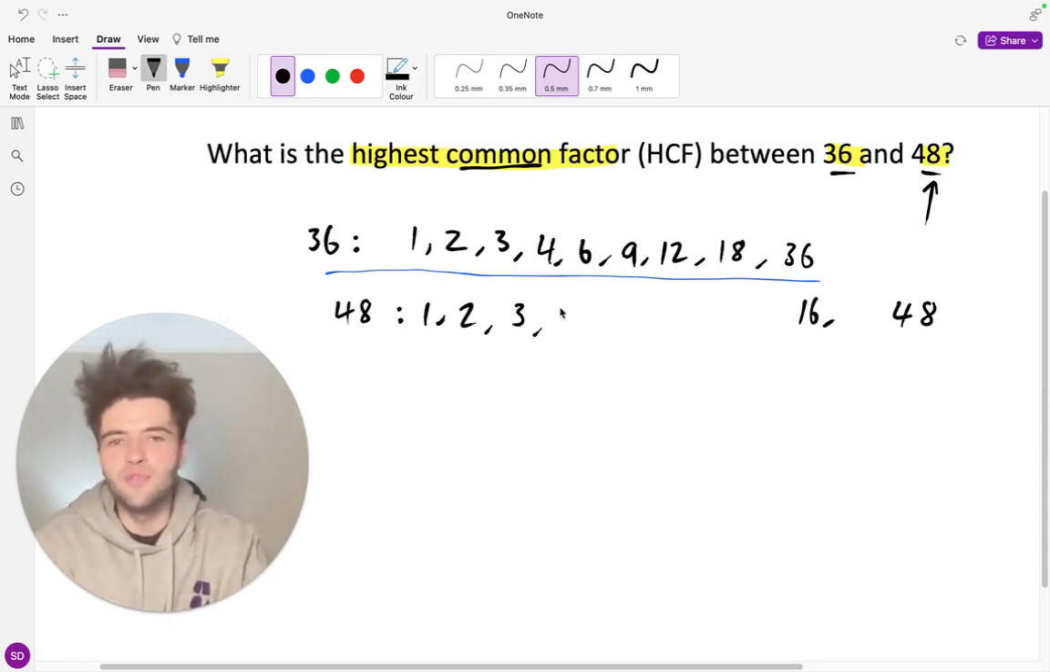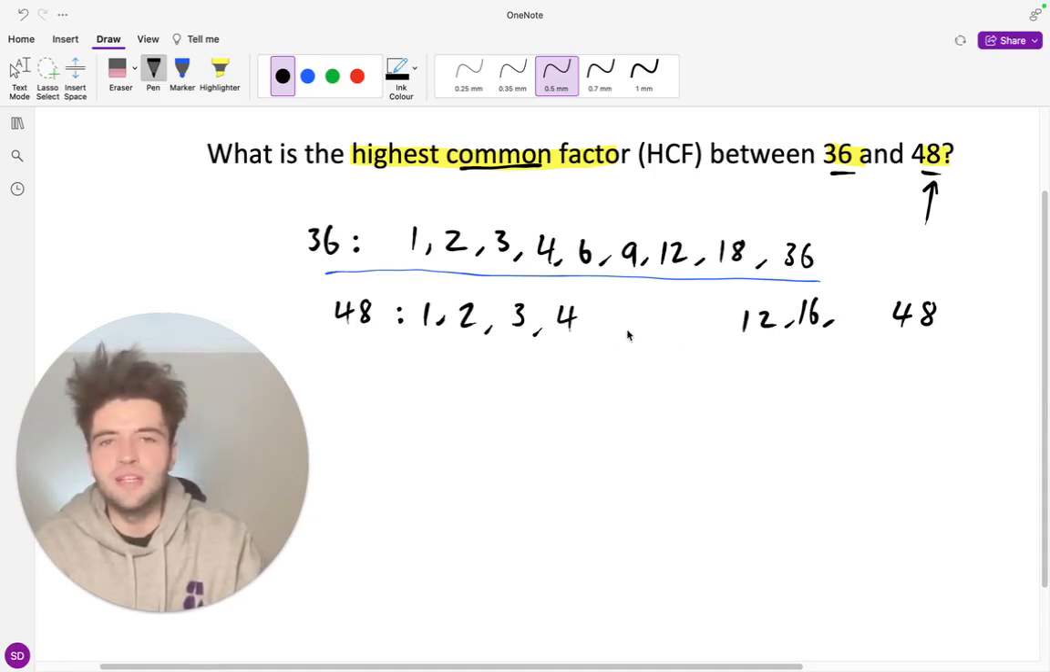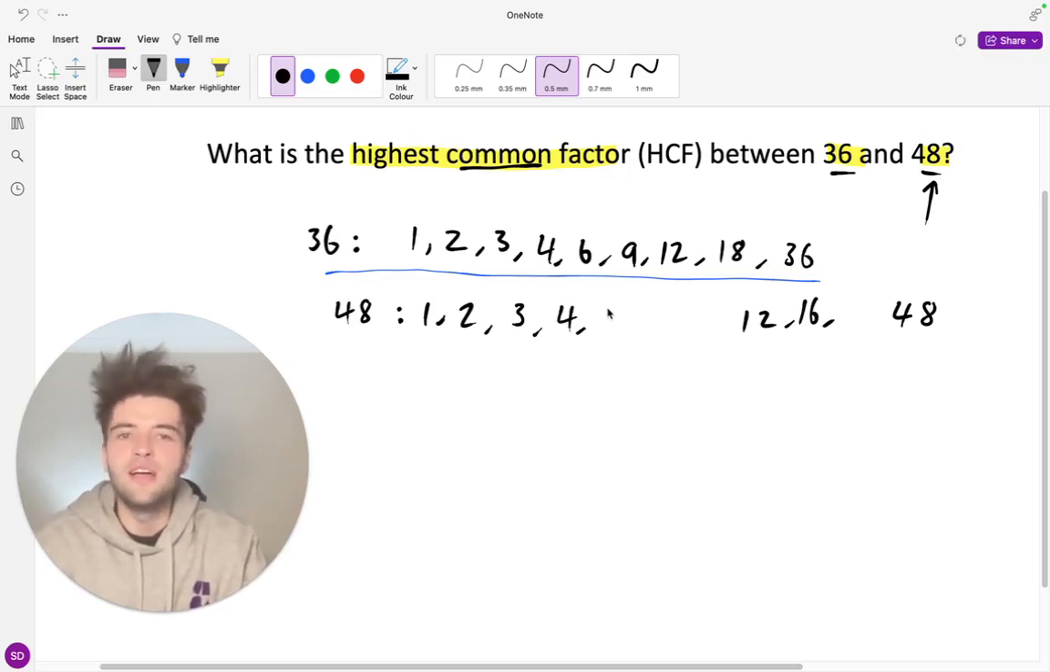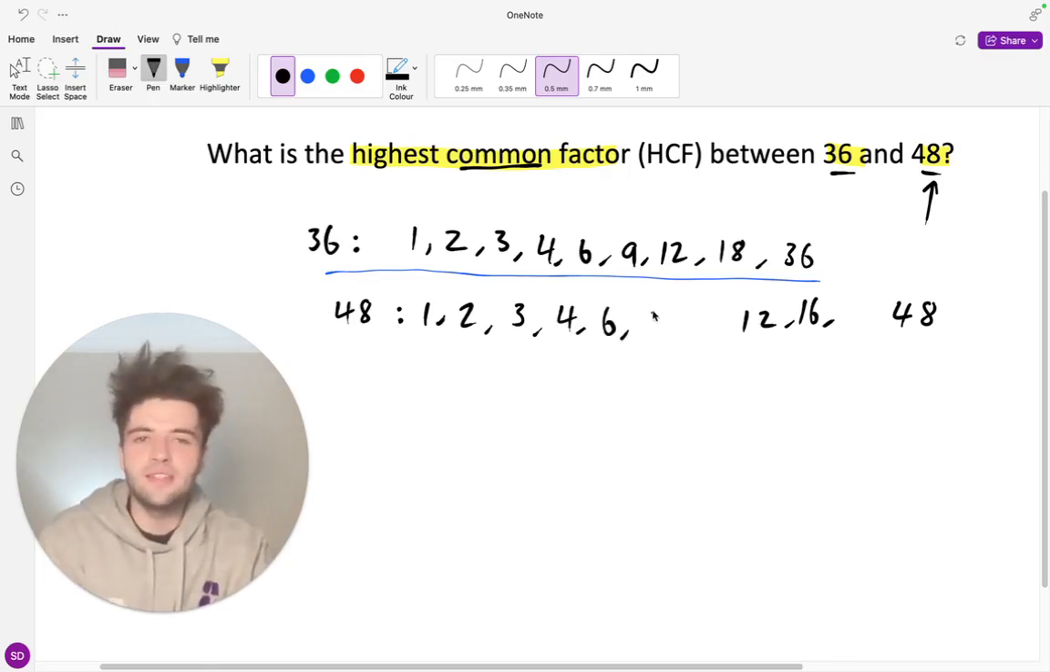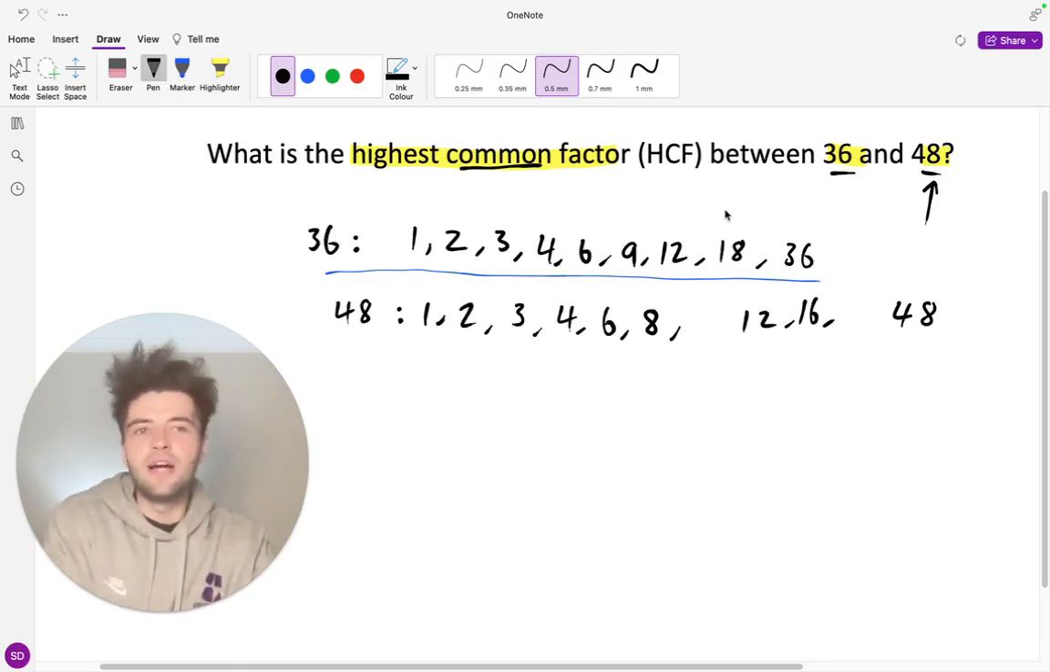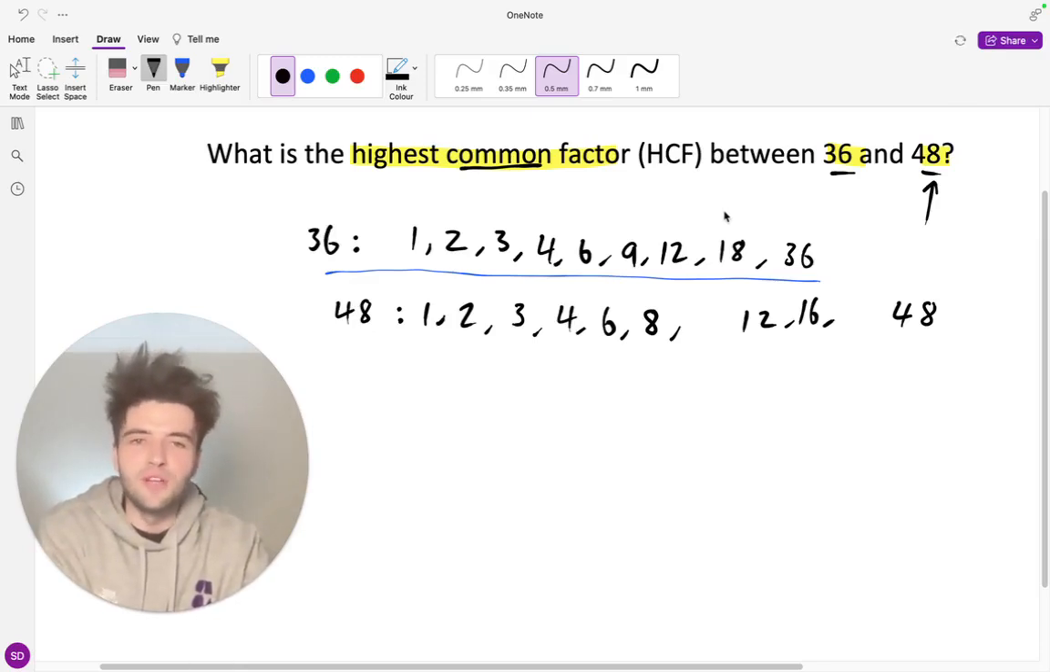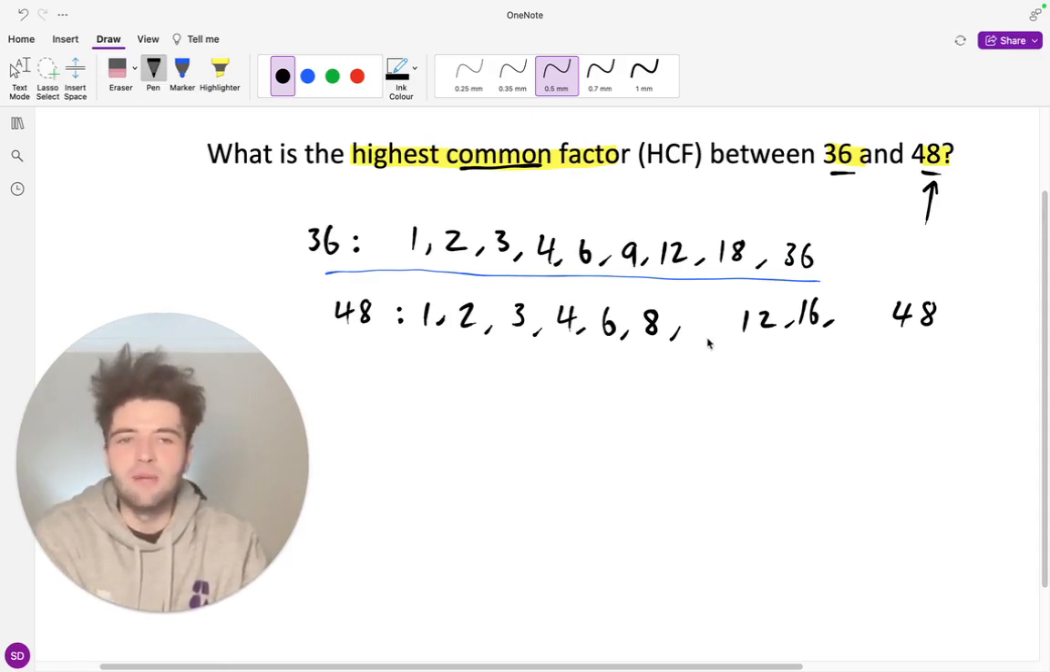The next thing we test out is 4, and 4 does go in, and 48 divided by 4 is going to give us 12. So we can put that just here on our list before 16. 5 is not going to go in. It's going to give us a decimal if you divide 48 by 5. 6 does go in, and that is going to give us 8, so we can add 8 to our list. If we test out 9, we find that 9 is not a factor of 48, it does not go in evenly. 10 doesn't go in evenly either, 11 doesn't, and then we get back to 12.